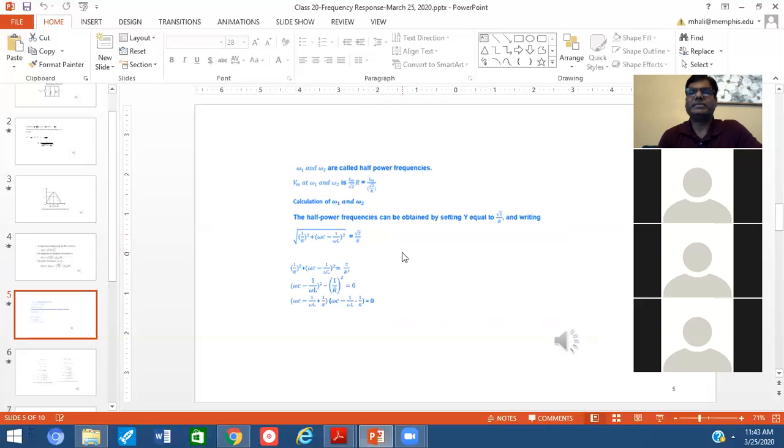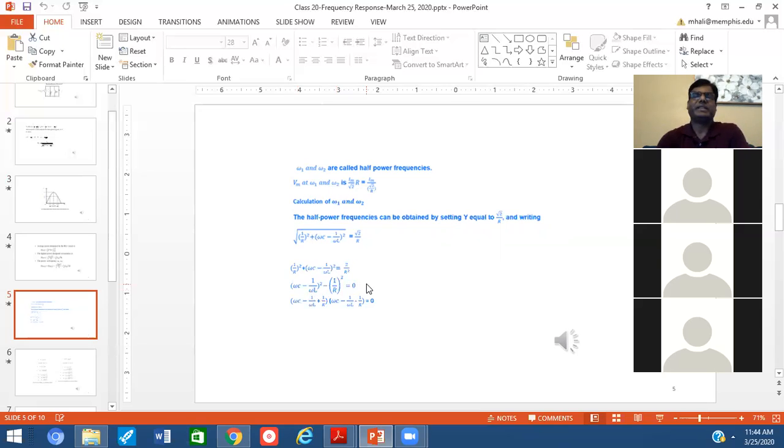Now, if you see what I have written, the half power frequencies can be obtained by setting Y equal to root 2 by R. So see the equation, left side, all root over 1 over R squared plus omega C minus 1 over omega L whole squared equal to root 2 over R. And then see the next line, I took the square on both sides to omit that square root sign. So finally, you get the second equation from the bottom, omega C minus 1 over omega L squared equal to 1 over R squared.